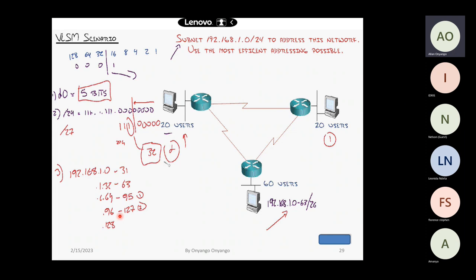So these two networks are the ones for 20 and 20. And we have ended at 128. The next network, of course, is going to be for another two. Now, this is where there's a problem, guys.